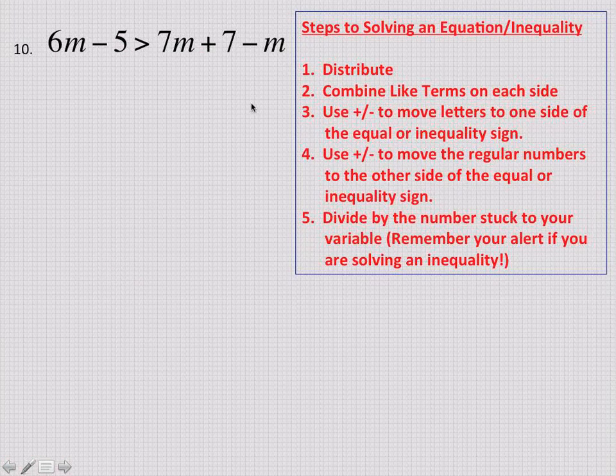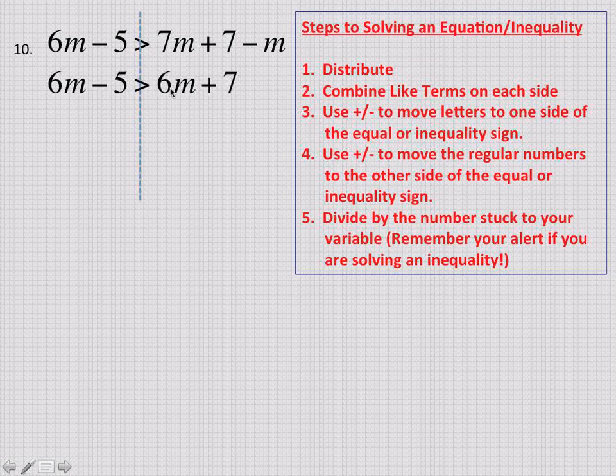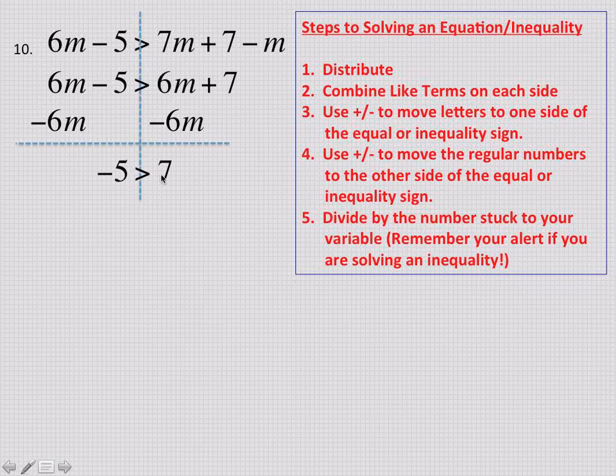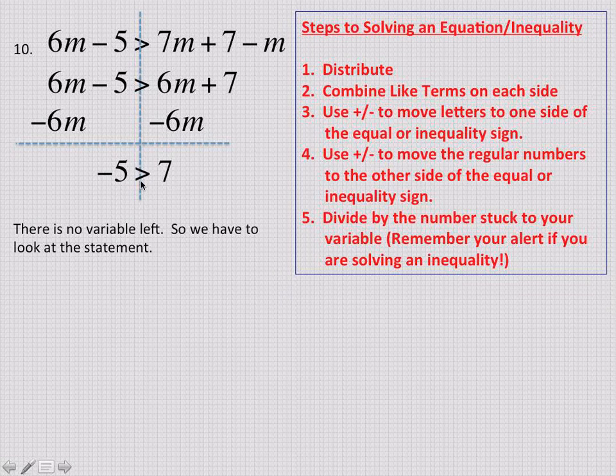Nothing to distribute. Combine your like terms. So over here on the right, I can put these m's together. 7m minus 1m is 6m's. Now look what happens when you subtract 6m from both sides to get all the m's on the same side. Well, they're all gone. There's no m's left. So all you have left with is negative 5 is greater than 7. So there's no variable left.